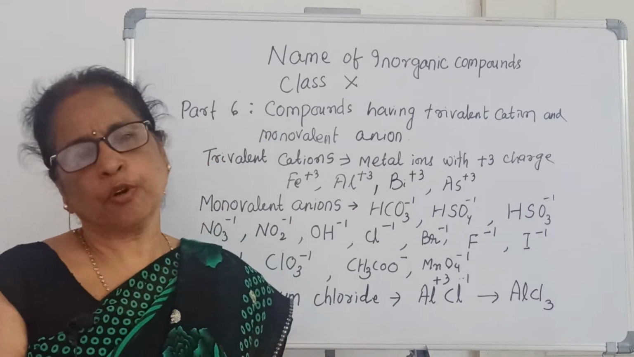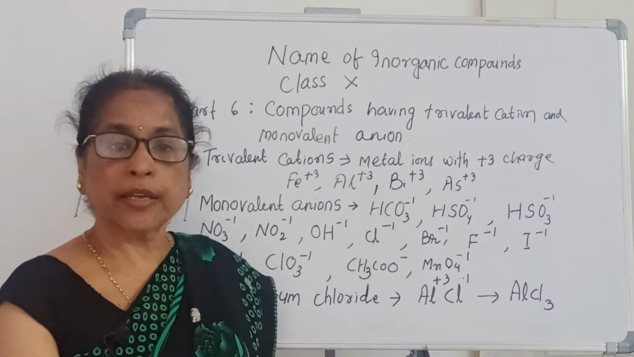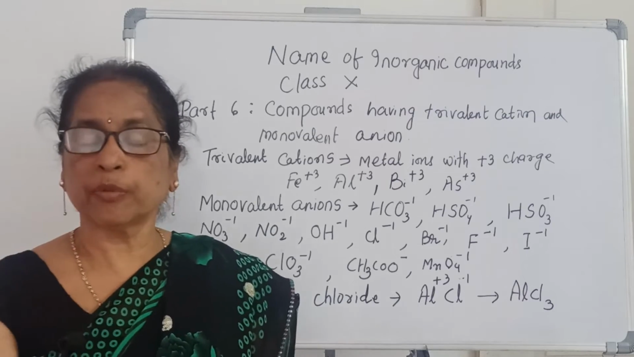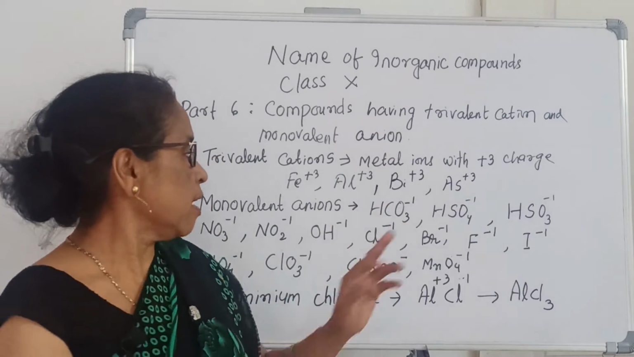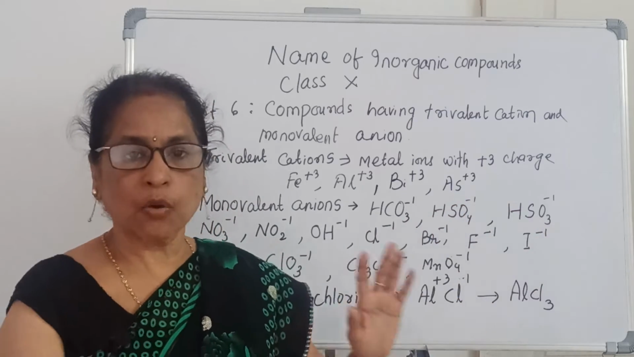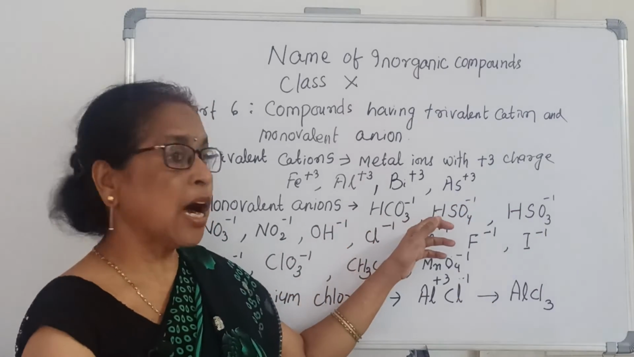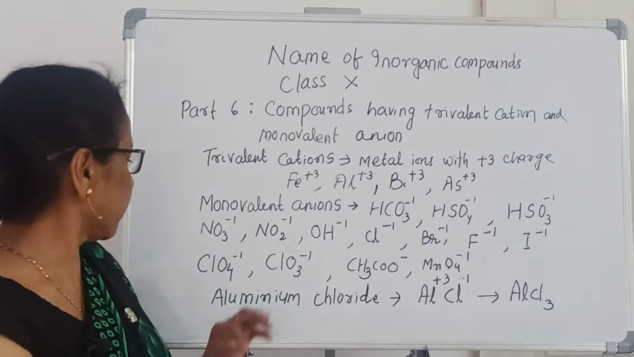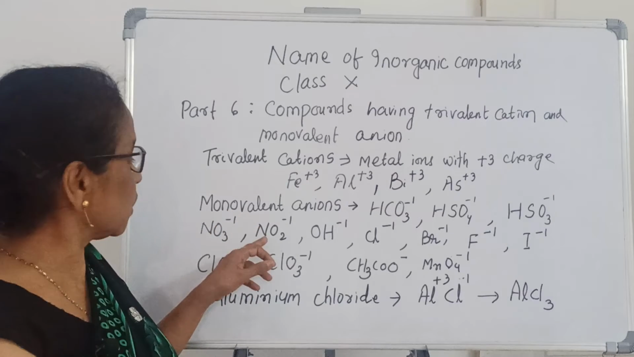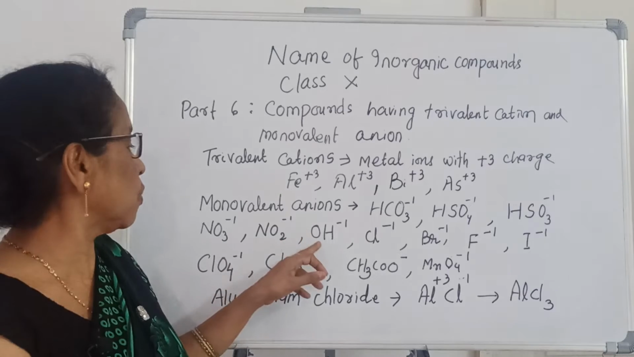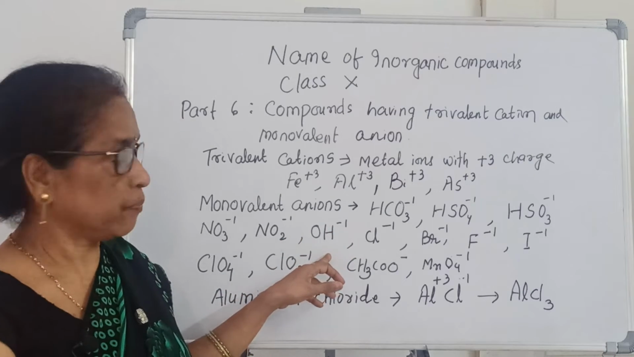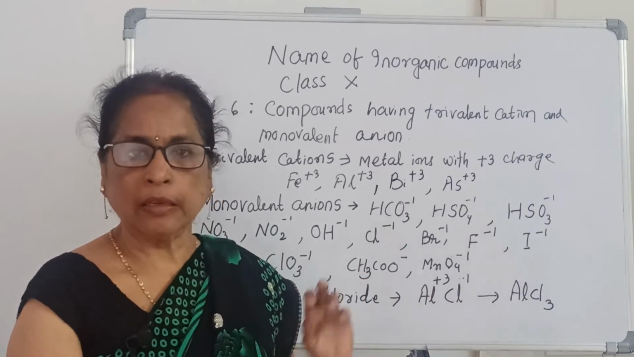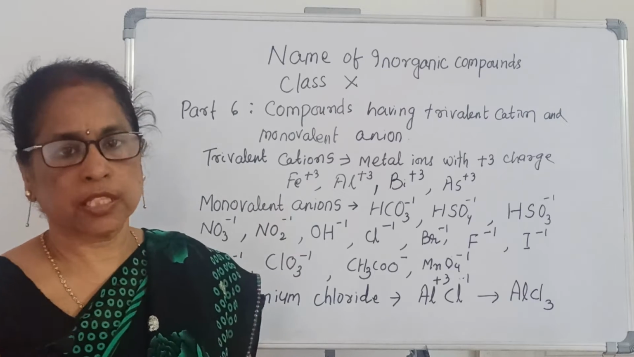Monovalent anions: there are many monovalent anions where the charge is minus 1. HCO3, hydrogen carbonate, which before was called bicarbonate; bisulfate, bisulfite. Now they are known as hydrogen carbonate, hydrogen sulfate, hydrogen sulfite. All have minus 1 charge. NO3 minus 1, nitrate; NO2 minus 1, nitrite; OH minus 1, hydroxide. Cl, chloride. Br, bromide. F, fluoride. I, iodide. All have minus 1 charge.